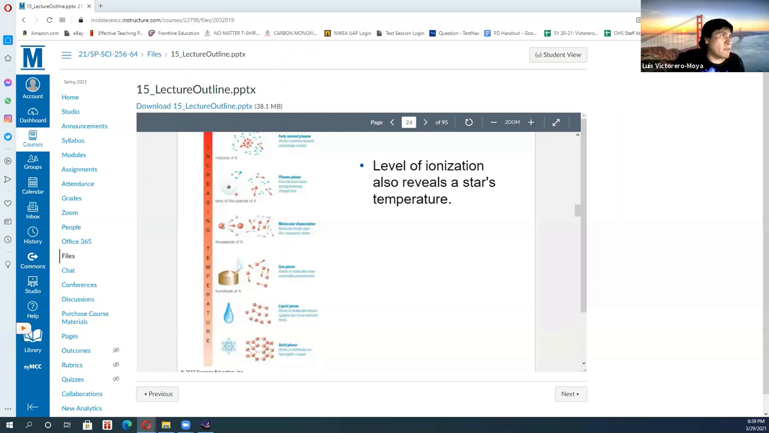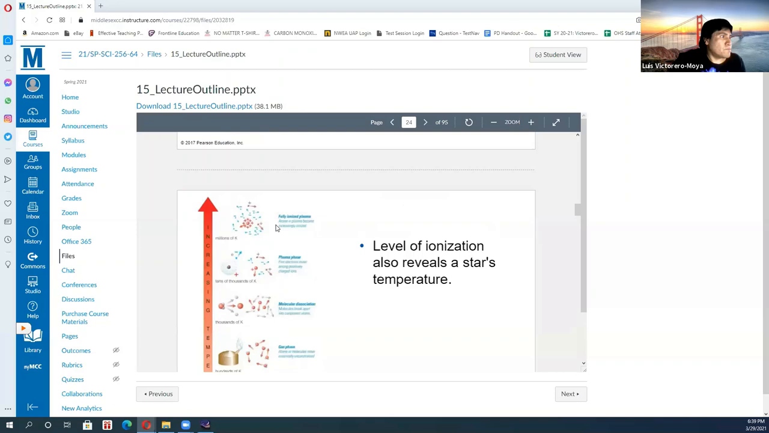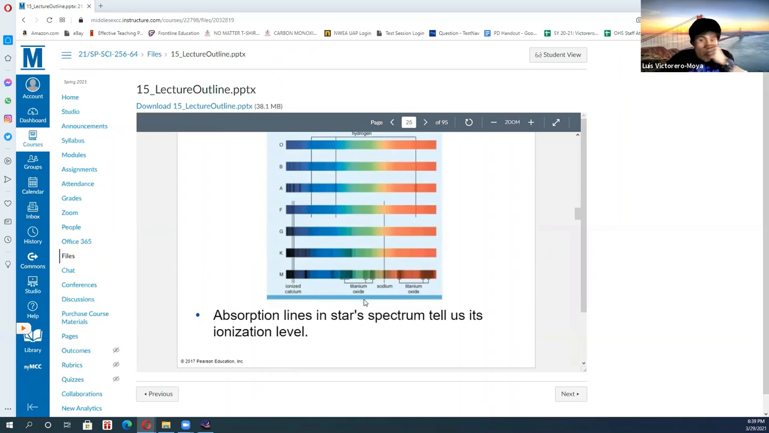So in that case, we have to start talking about what? We have to start talking about the potential energy between particles. So the ionization has to do with that, all right? So a higher ionization reveals a higher temperature. Okay, just as you see in this graph here. And of course, the more ionization, the more information those spectral lines will reveal.